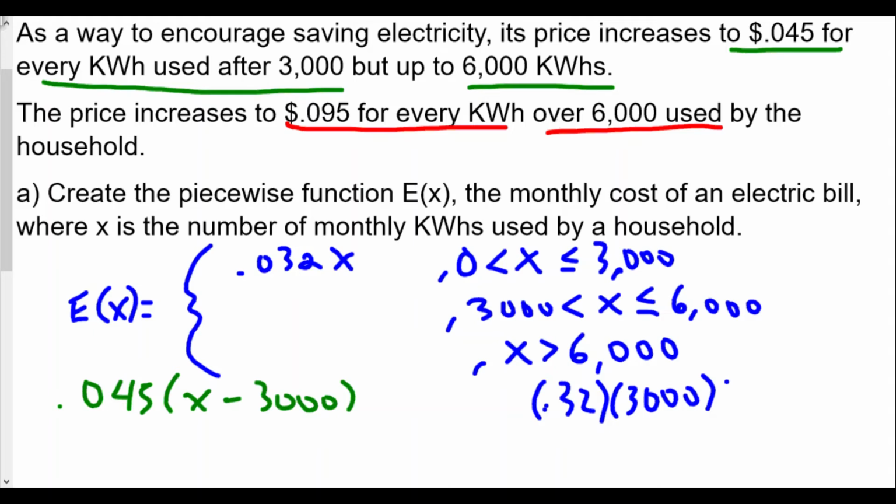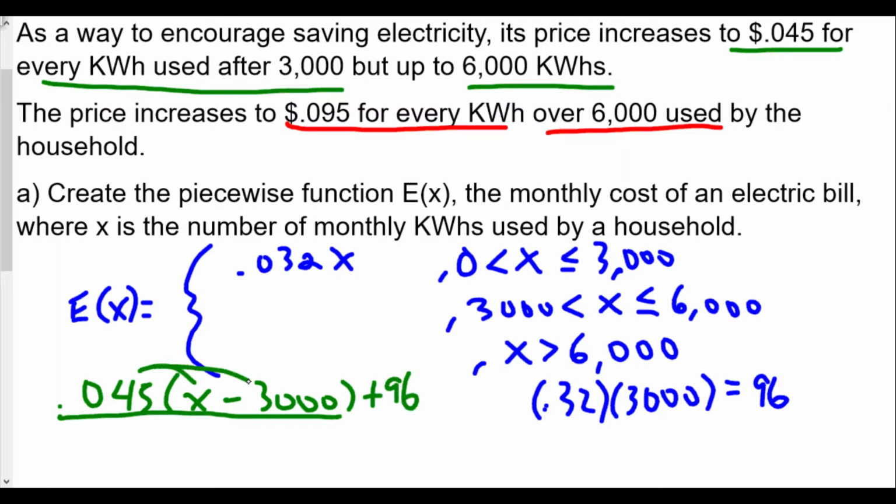When we do this, we get the value of 96. So if a household uses exactly 3,000 kilowatt hours, their monthly bill will be $96. Now, based upon what we have here, that amount is just the amount above the use of 2,000. So to include everything, we're going to add $96. And now we simplify.